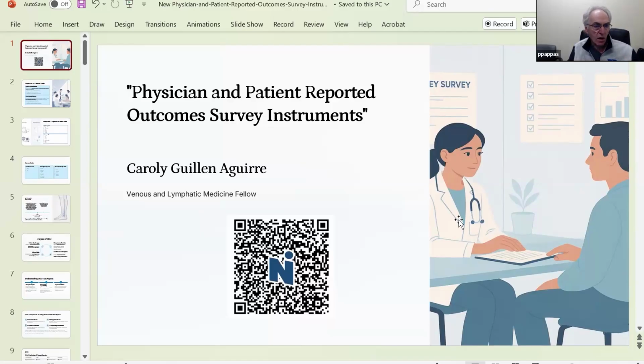So Caroly actually has a much larger presentation than this. It's like double the size of this. I will ask her to send that to me, and I will post this to the share drive if you want to go back and use it as a reference, because there's a tremendous amount of information here that is very, very important for all of you.